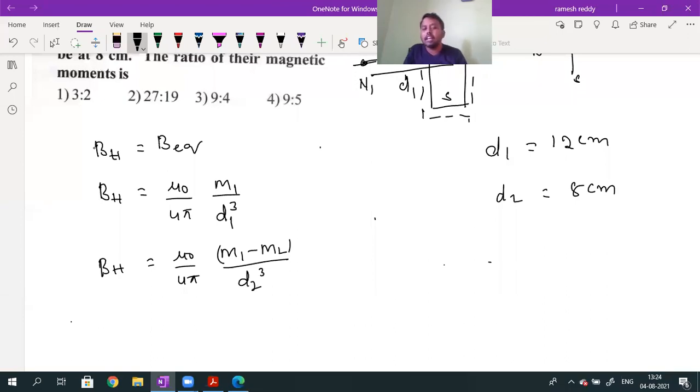Sir, why have you written only M1 minus M2? Why not M1 plus M2? Here, since the distance value decreases, the magnetic moment value decreases. This one I will call equation 1. This one I will call equation 2.